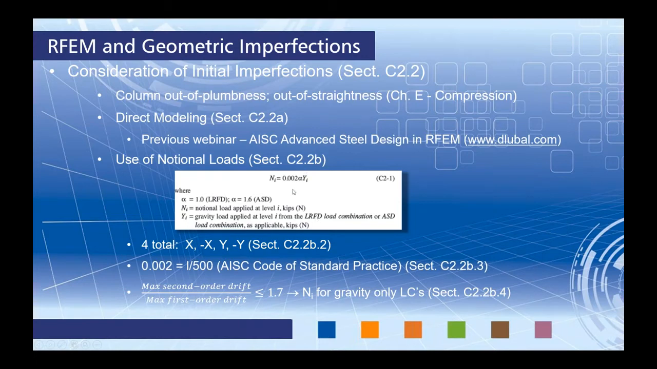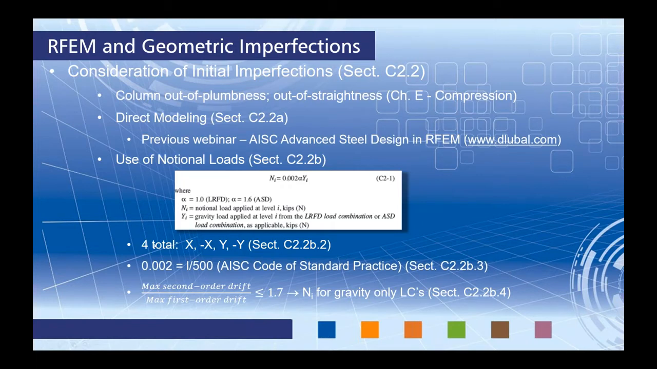You can see that this screenshot here is directly from the AISC code. And we have this equation for our notional loads to take into account the initial imperfections. The N sub i is our notional load at level i, so we need to apply these to every single level.